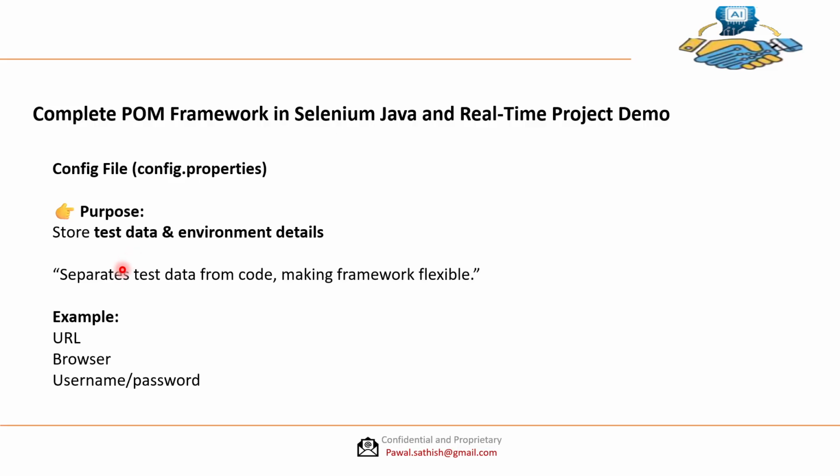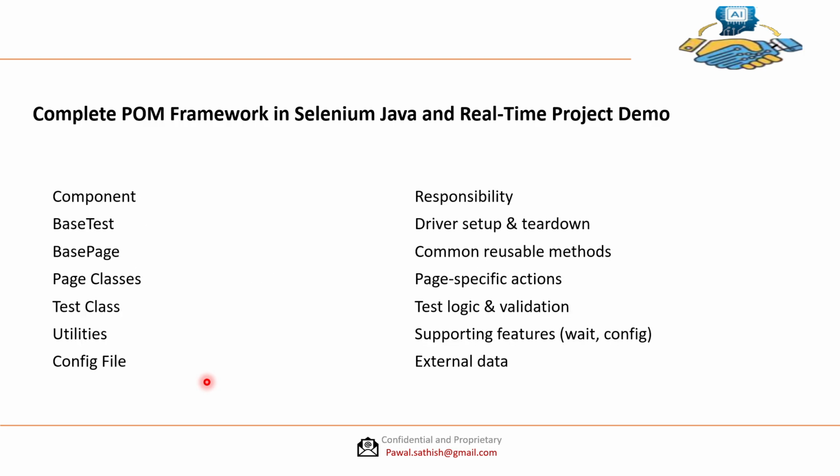We already covered how to retrieve the data from the properties file in earlier videos. In that properties file you can save the URL, browser, username, password, and the environment details as well.